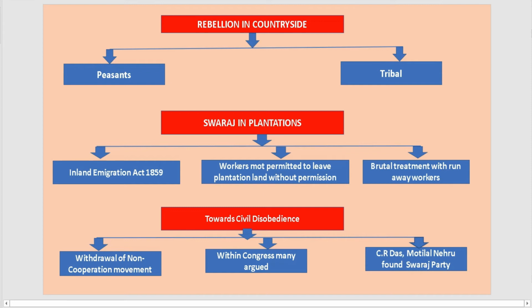Next, move towards the civil disobedience movement. What was the role played by the civil disobedience movement in our country? Related to this, first of all, withdrawal of the non-cooperation movement. Next, within Congress, many argued. Next, C.R. Das and Motilal Nehru founded one party, known as the Swaraj Party. Next, move to the next part.